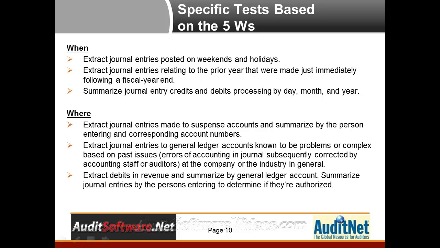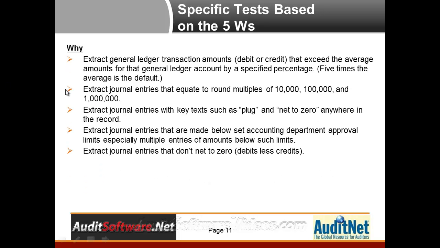From a where point of view, are they posting it to suspense accounts? Is it to problem accounts? Is it to debits in the revenue account? Whatever it be, these are all things that you can do. And then the why. These are the weird tests. Do I have the word plug or net to zero in there? Do I have round multiples of $1,000 in my journal entries? I like to, for journal entries in particular, look for $1 million entries. How many $1 million entries do you have in that particular system?